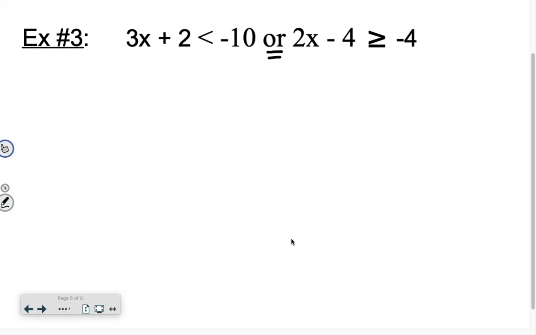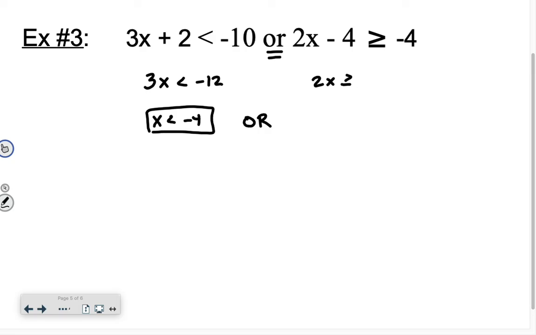This one, because we have an or, you're going to actually solve these as two separate inequalities. And then we'll put the answers together on one number line. So on the left side, subtract the 2. We get 3x less than negative 12. Divide by 3. I get x is less than negative 4. There's one part. Or, now we solve the other one to see what the other portion is going to be. Add the 4 over. 2x greater than or equal to 0. Divide by 2. I get x greater than or equal to 0. There's your two parts.